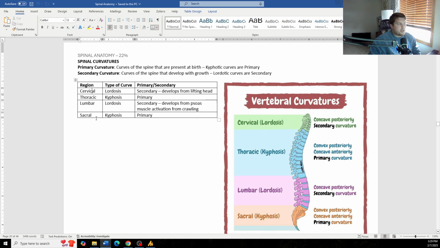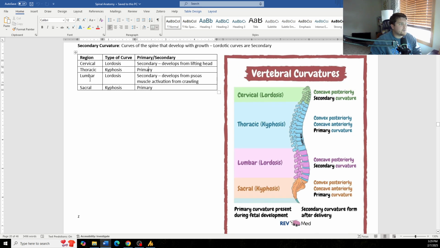So cervical and lumbar are our lordotic or lordosis curves. The cervical curve develops from a baby lifting their head. This is why babies do tummy time. The thoracic is kyphosis primary, so we're born with that specific curve. Lumbar lordosis is developed from the psoas muscle activation from the action of crawling. That's why it's important that we want children to crawl before they walk. They have a good amount of time crawling, so that way they can develop their proper curvature of their spine.